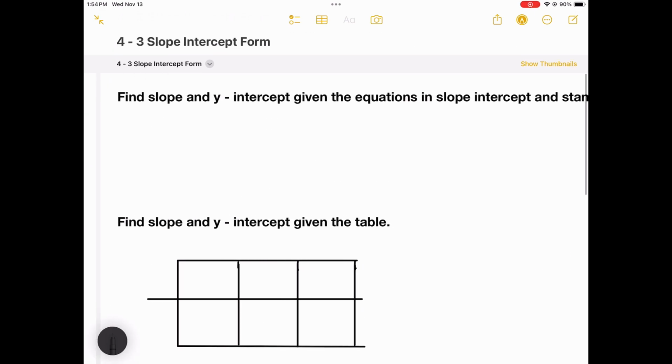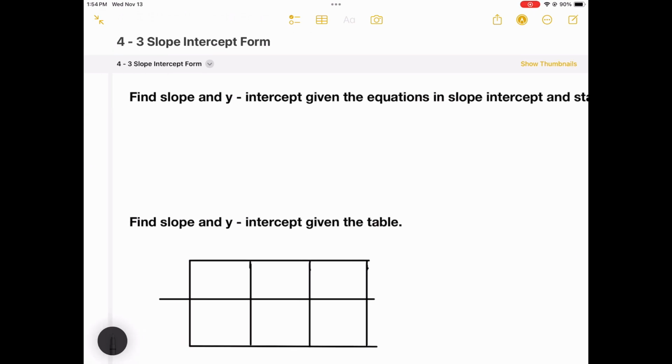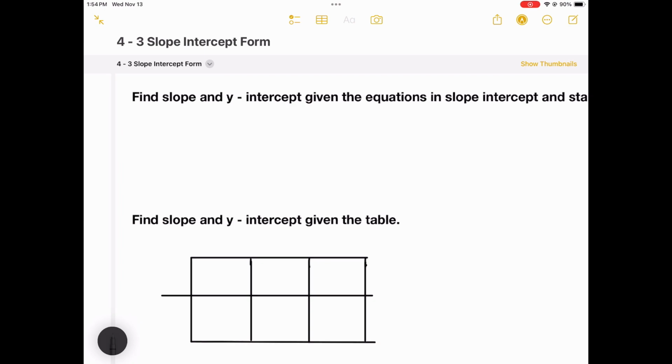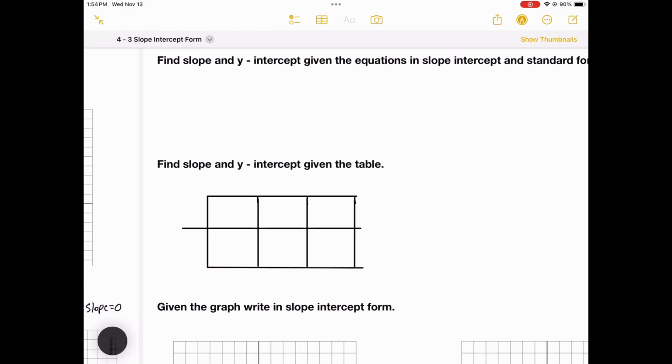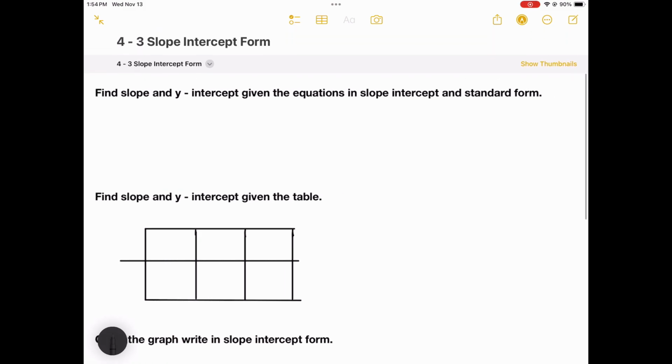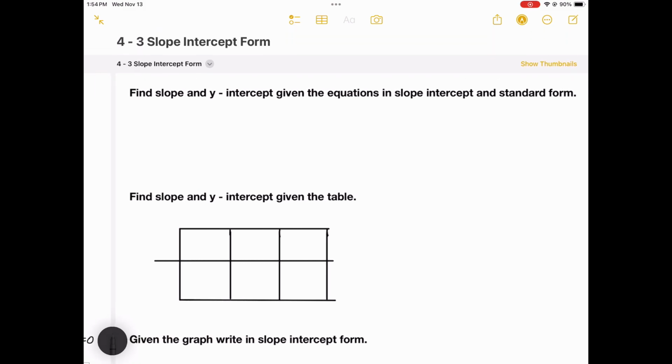So next one they're going to want us to do is find slope and y-intercept given the equations in slope-intercept form and in standard form. They won't always give you easy ones for this, so they'll try to trick you around here. Let me just give you this equation right here: y equals -2/3x minus 2/3. Here you would say the slope is -2/3, and that is the slope.